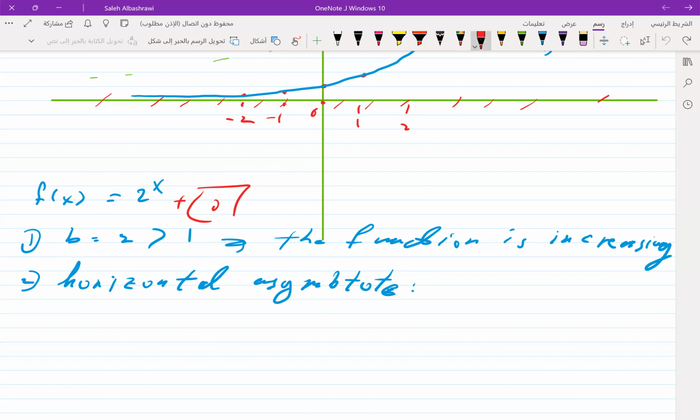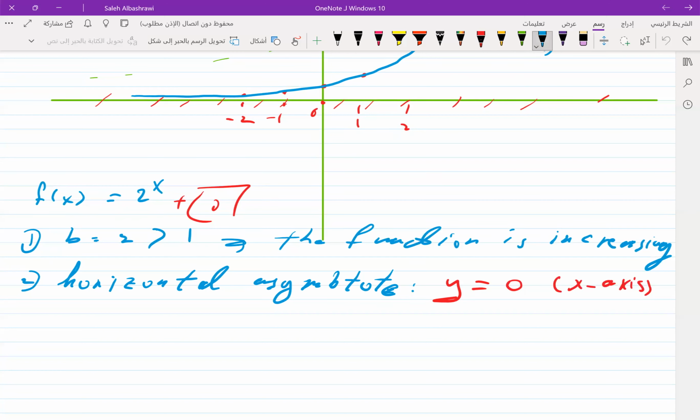Horizontal asymptote is given by the equation y equal to 0. For this function, because it is 2 to the power x plus nothing, y equal to 0 is the horizontal asymptote, which means that the graph will not intersect with this line. Y equal to 0 is the x-axis. This is the equation of the x-axis. It means the graph of this function will not intersect with the x-axis. If I have 2 to the power x plus 1 or minus 1, then plus 1 or minus 1 will be my horizontal asymptote.